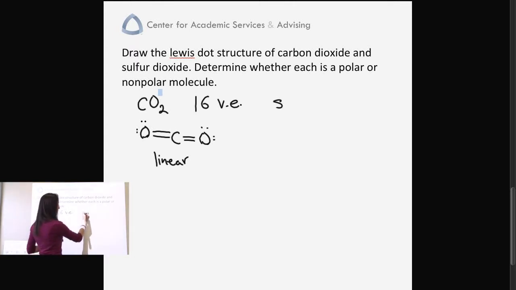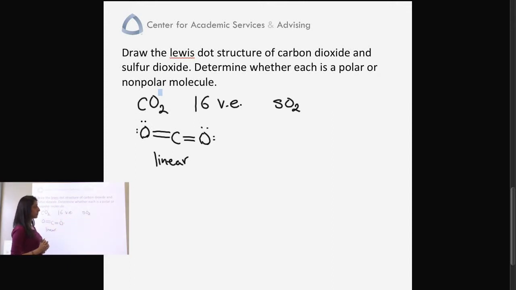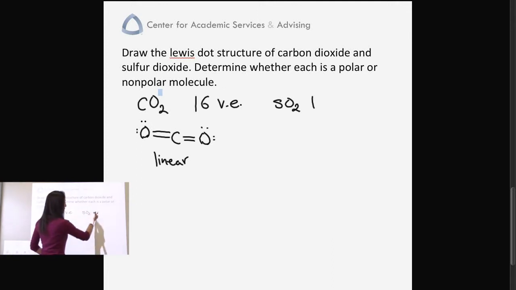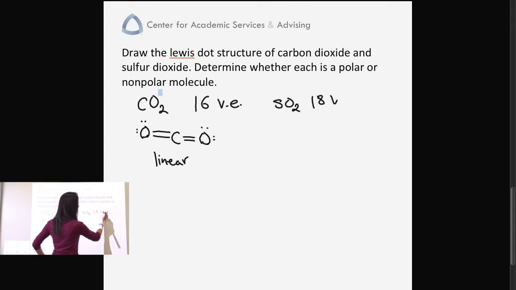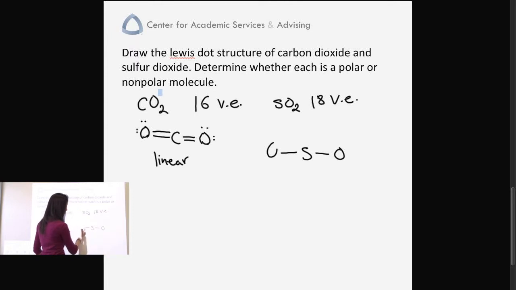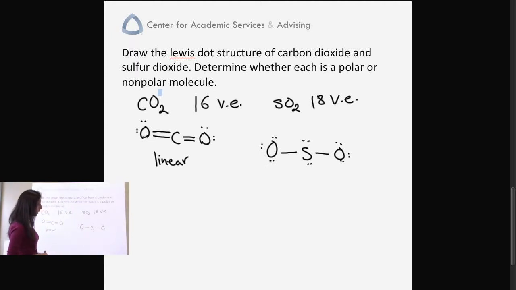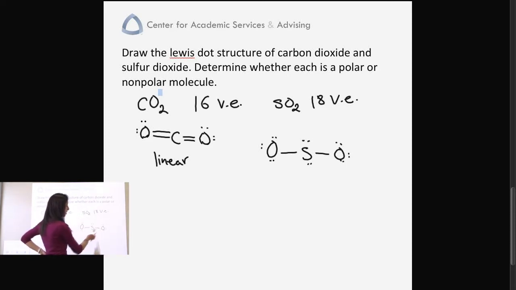Now for sulfur dioxide, if we go ahead and count the valence electrons for this one, sulfur has 6, each oxygen has also 6, so a total of 18 valence electrons. And S is our central atom. And if we go ahead and count, we have 6, 7, 8, 9, 10, 11, 12, 13, 14, plus 6 is 20. So let's see, we need a double bond here.